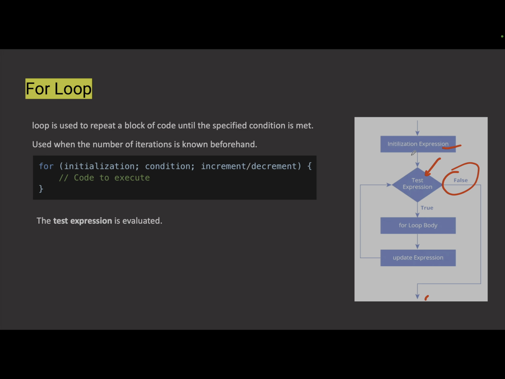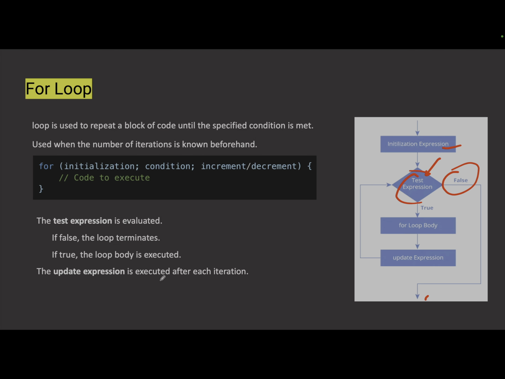The test expression is evaluated first of all. Here you can see this is the test expression. After that, if it is false, the loop terminates. If true, the loop body is executed. If true, then this body is executed.